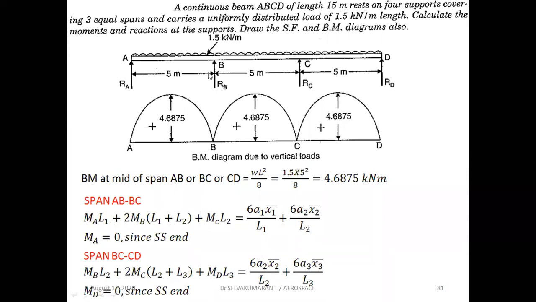From spans AB, BC: MA into L1 plus 2MB into L1 plus L2 plus MC into L2 is equal to 6A1 x1 bar divided by L1 plus 6A2 x2 bar divided by L2. MA is 0 since it is a simply supported end. Then BC, CD: MB into L2 plus 2MC into L2 plus L3 plus MD into L3 is equal to 6A2 x2 bar by L2 plus 6A3 x3 bar divided by L3 is the expression. MD is 0 since it is a simply supported end.